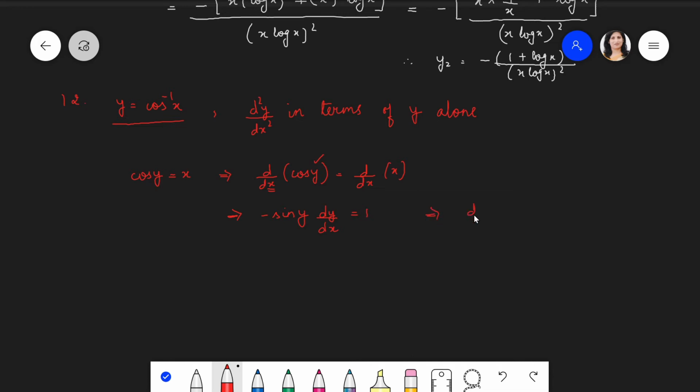So finally we are getting the derivative dy by dx as minus cosec y. So you can see here the first order derivative obtained in terms of y. Next, the second order derivative.